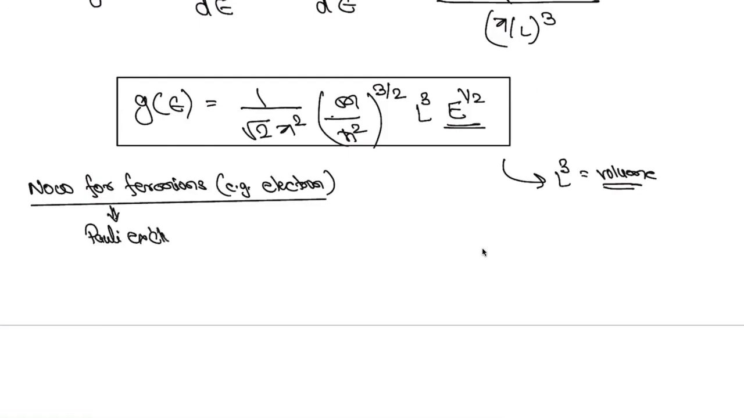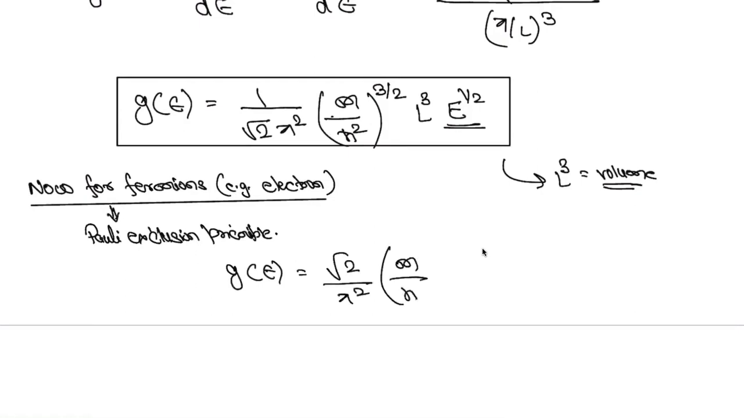So what we need to do, we just need to multiply it by 2. If you multiply it by 2, you will simply get g(E) = root 2 upon pi square, m upon h cube to the power 3/2, times root E. What we have done, we have just multiplied it by 2. Why? Because according to the Pauli exclusion principle, each state will be occupied by 2 electrons. Each state, 2 electrons.